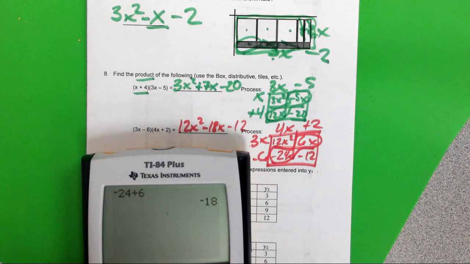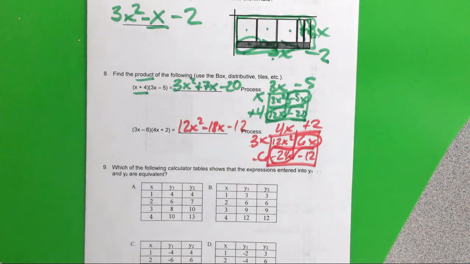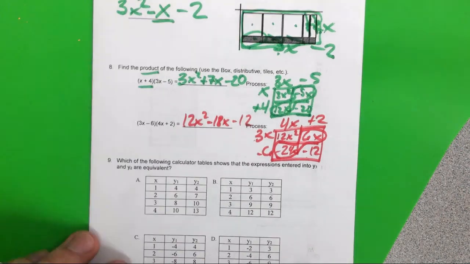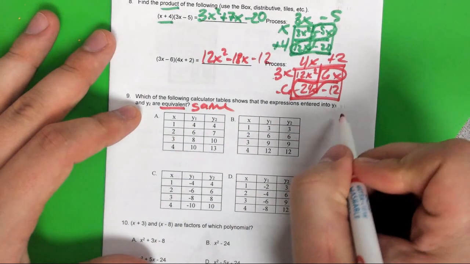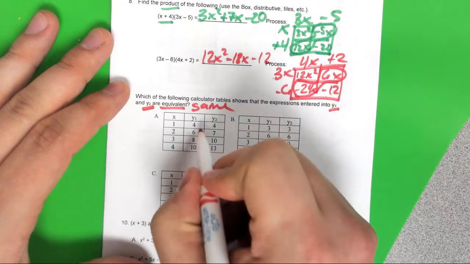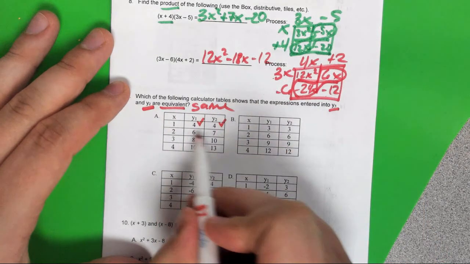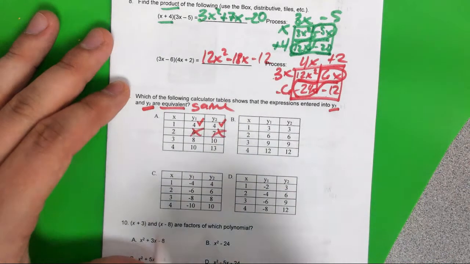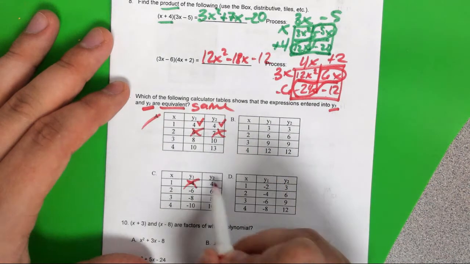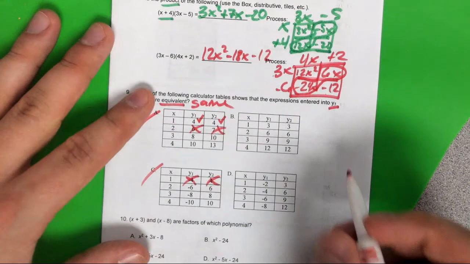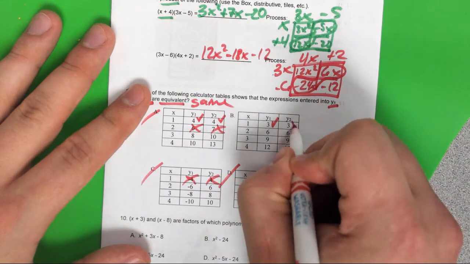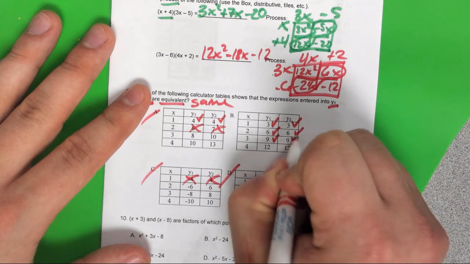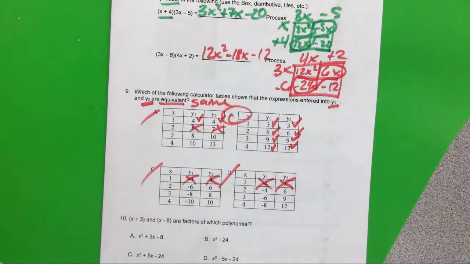All right. Now number 9, that's something we haven't talked about in a while. Equivalent. Okay, equivalent means the same. So we're looking for where y1 and y2 are the same. So if we look here, well, they're the same. But then if we keep going, whoops, those aren't the same. So it can't be A. Right here, negative 4 and 4 are not the same, so it can't be C. Negative 2 and 3 are not the same, so it can't be D. Look at that, 3 and 3, 6 and 6, 9 and 9, 12 and 12. Bingo. B is the same. Okay, equivalent means the same.